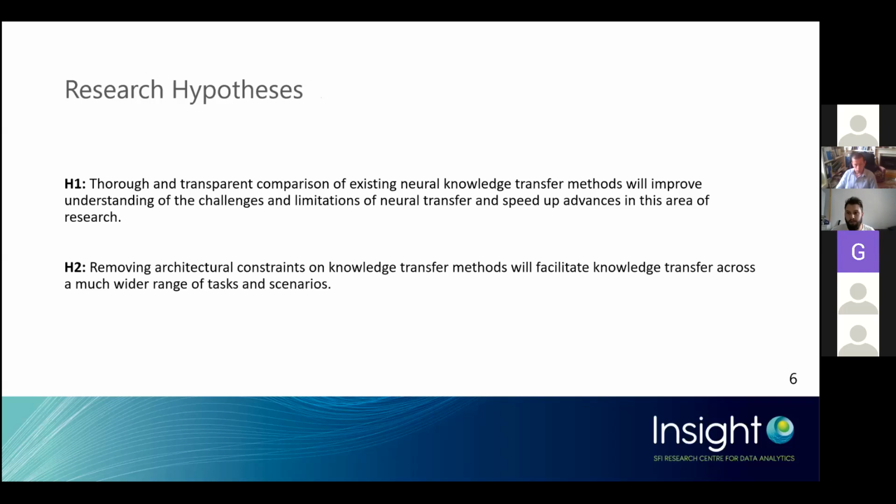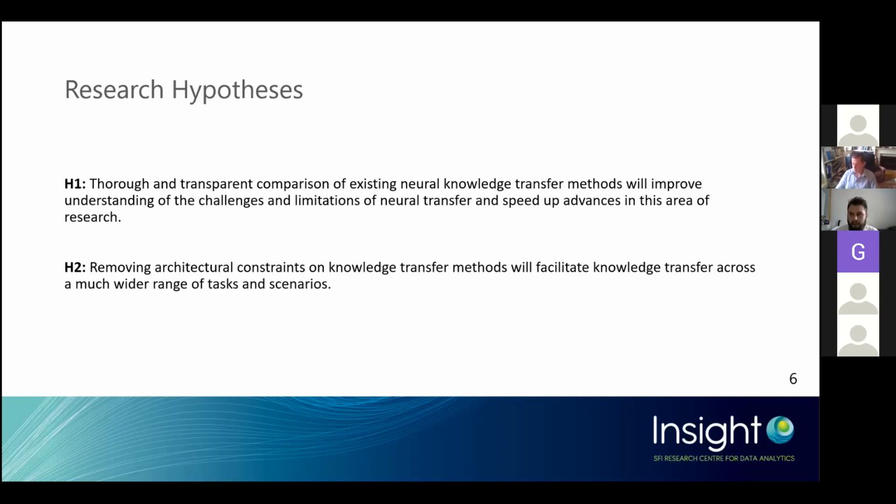So these two problems led us to these two hypotheses. The first one is more out of necessity than anything. I'll just read it out. Thorough and transparent comparison of existing neural knowledge transfer methods will improve understanding of the challenges and limitations of neural transfer and speed up advances in this area of research. What we're saying here is that if we can conduct a good comparison of what's already out there, there should be value to derive out of that, and it should help to better inform whatever comes next. We're missing out by not having that type of comparison already.